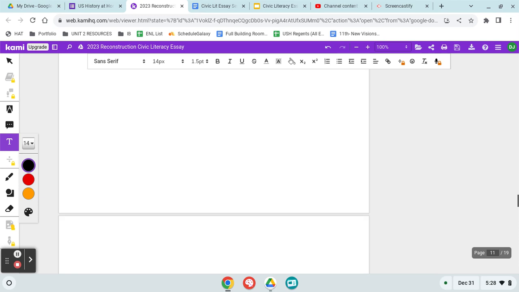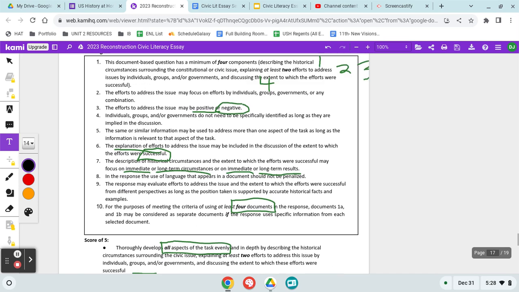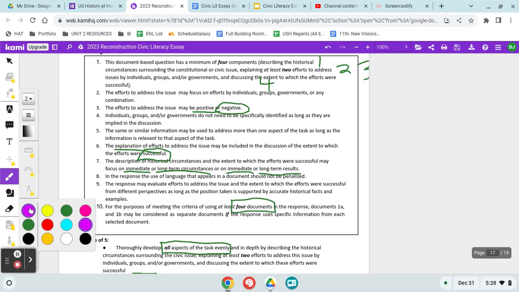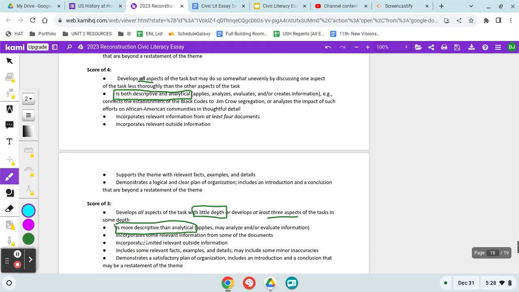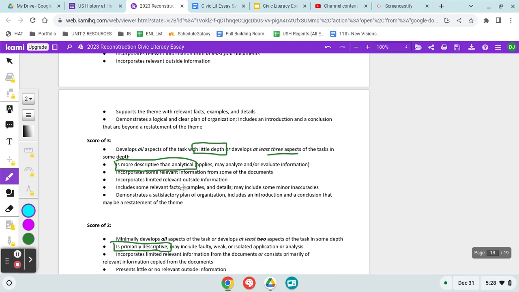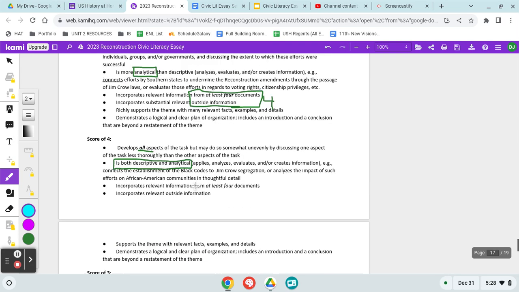Next, we're going to look at outside information, because to go back to our rubric, the Regents wants you to incorporate, and I'm going to pick a new color here. They want you to incorporate, I'll go with blue, outside information, right? They're going to actually grade you off of, do you have relevant outside information? Is it substantial? Is it limited? Or do you have no outside information or just a little outside information?